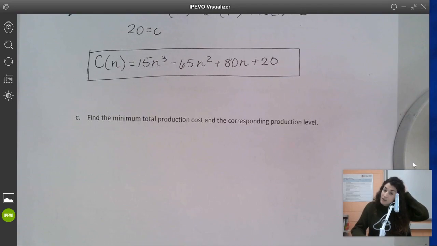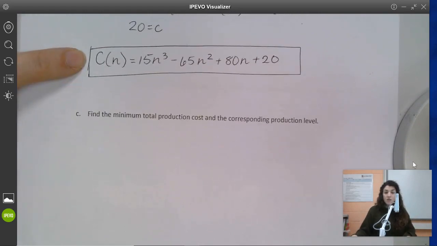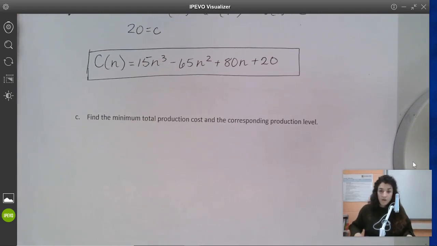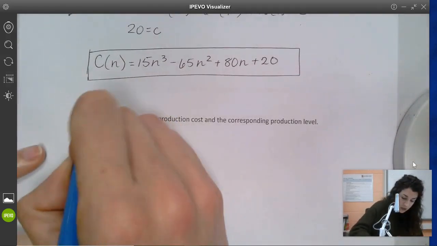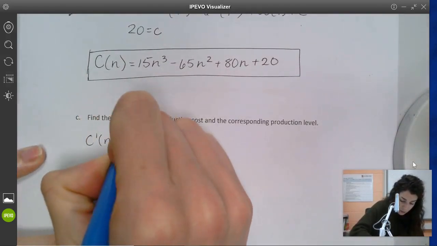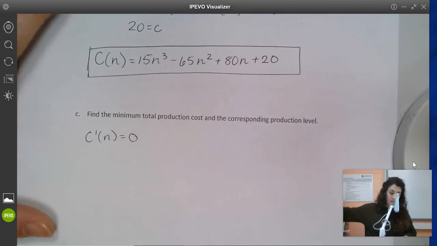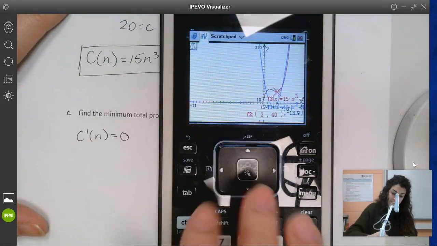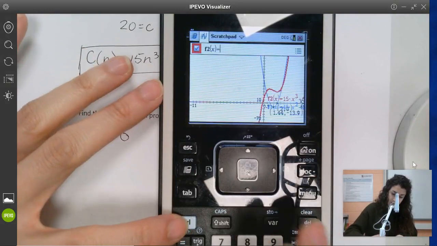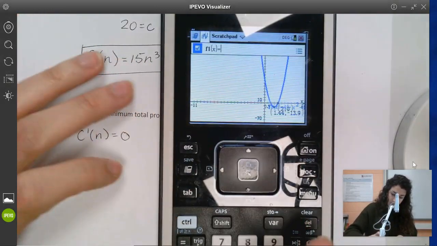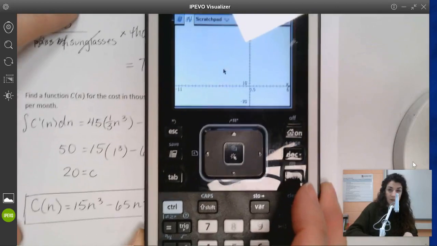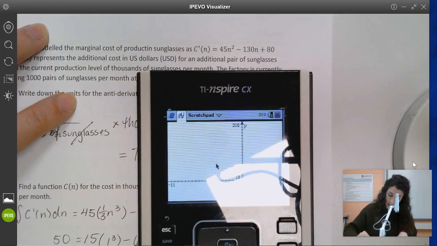So it doesn't tell us specifically how to do this. It doesn't say to use the production cost, nor does it say to use the derivative of that. But I am going to use the derivative. I'm going to set my derivative equal to 0. So plugging in that derivative into the equation, 45x squared minus 130x plus 80.